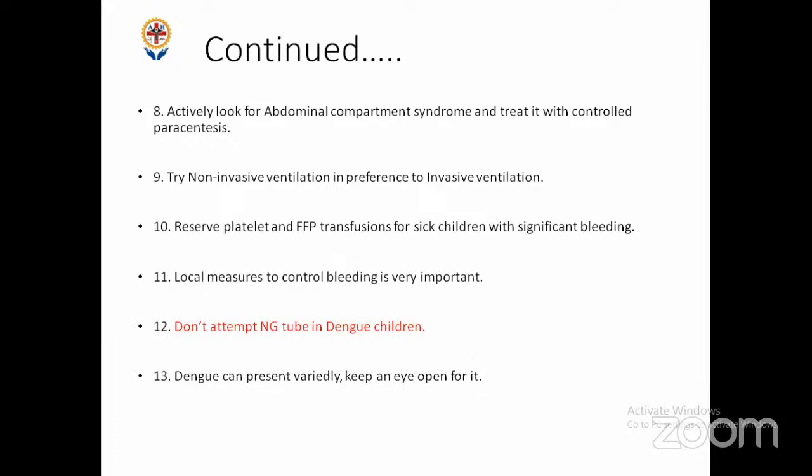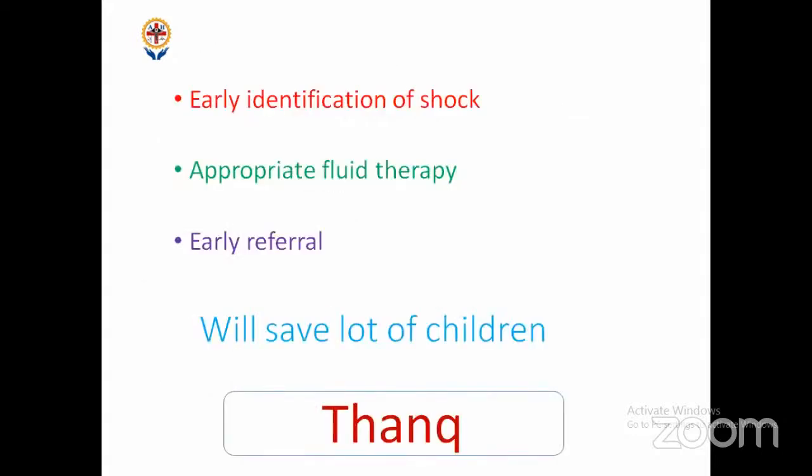So dengue can present variedly. It can present as encephalitis. This is expanded dengue syndrome. Go and read about expanded dengue syndrome. There are a number of presentations, pancreatitis, encephalitis. So keep an eye open for it. So the last slide: early identification of shock, appropriate and timely fluid therapy, and appropriate type of fluid are most important. And early referral, if you're not able to manage the child, will save a lot of children.